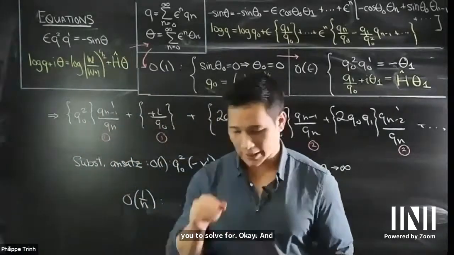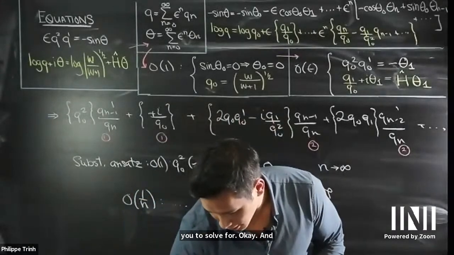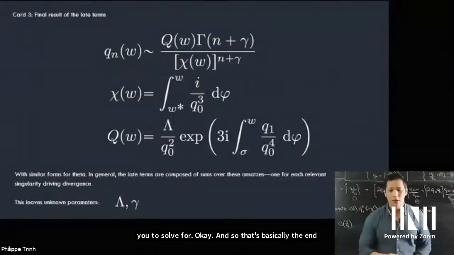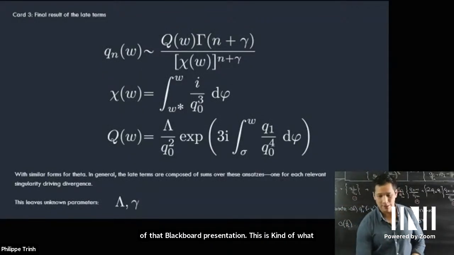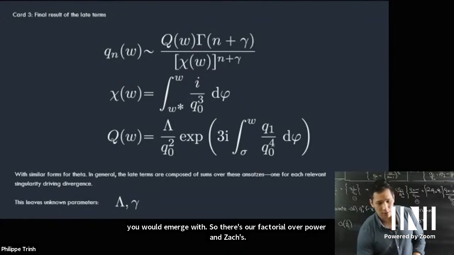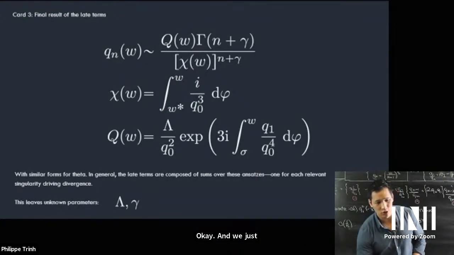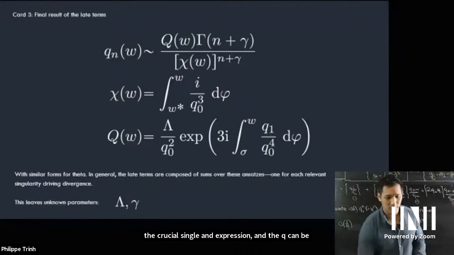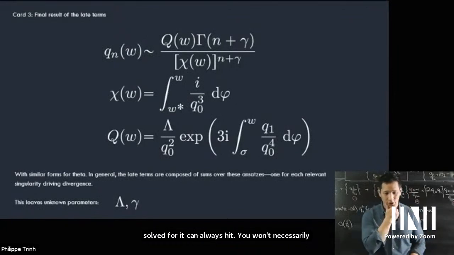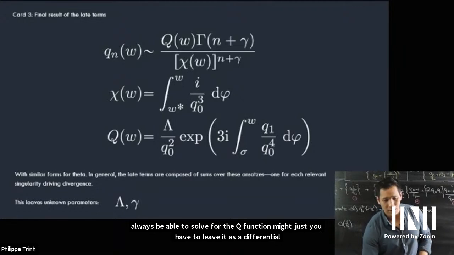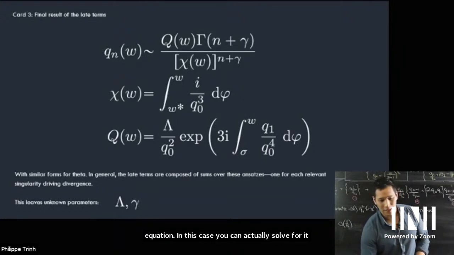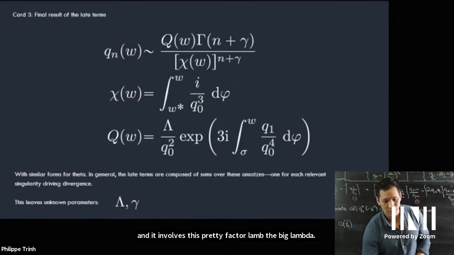Okay, and so that's basically the end of that blackboard presentation. This is kind of what you would emerge with. So there's our factorial over power ansatz. Okay. And we just found the chi component here. This is the crucial singulant expression, and the q can be solved for. You won't necessarily always be able to solve for the q function. You have to leave it as a differential equation. In this case, you can actually solve for it, and it involves this prefactor lambda, big lambda. And so at the end of the day, we've determined the big Q, we've determined the chi.